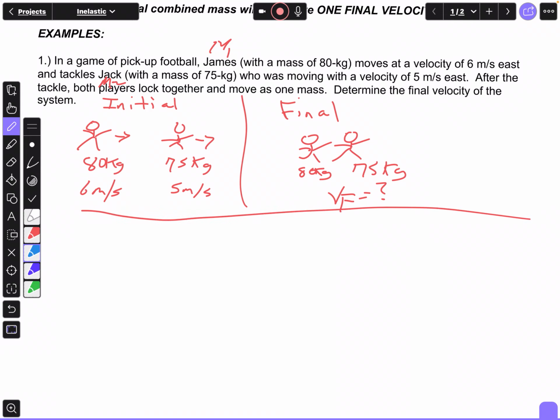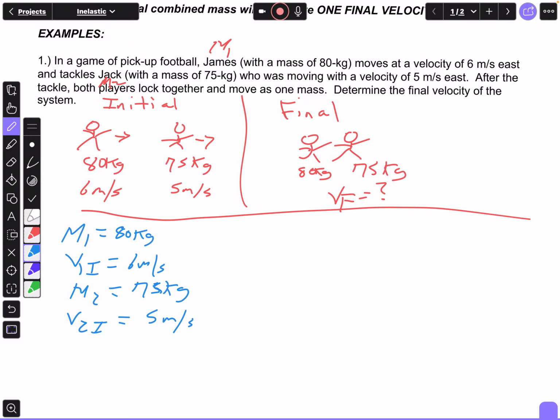So I'm going to write down my givens in the problem. My M1 is James. He's going to have a mass of 80 kilograms. His initial velocity, which is V1I, is positive 6 meters per second. M2 is going to be Jack. His mass is 75 kilograms, and his V2I, his initial velocity, is going to be positive 5 meters per second. And then we're looking for VF, that is our unknown.